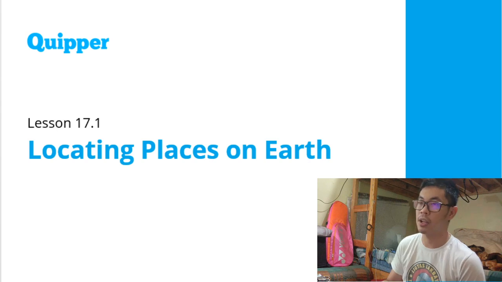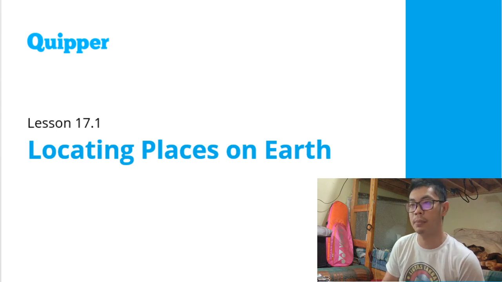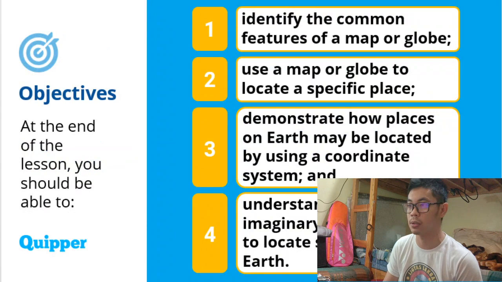So let's go now to your topic, lesson 17.1, entitled Locating Places on Earth. Now let's go to the objectives of this lesson. At the end of the lesson, you should be able to, number one, identify the common features of a map or globe.